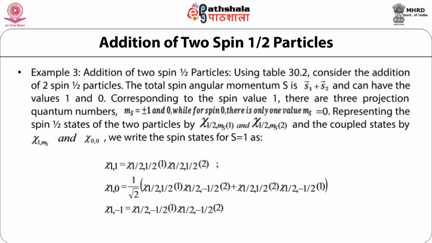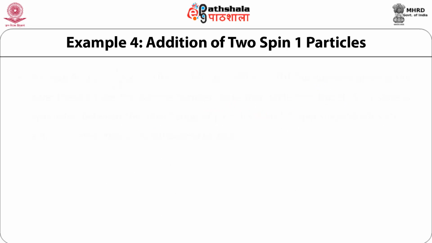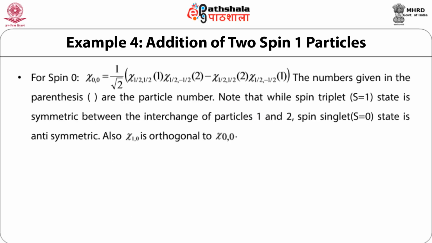And for the third case, that is for the total spin angular momentum value being 1 and the value of ms being minus 1, the coupled state is given by xi subscript 1 comma minus 1 is equal to xi subscript half comma minus half 1 corresponding to particle 1 times xi subscript half comma minus half 2 corresponding to the particle 2.